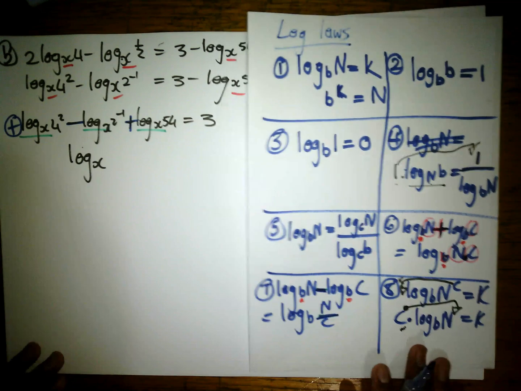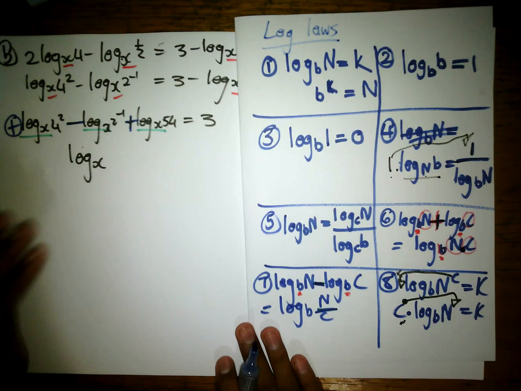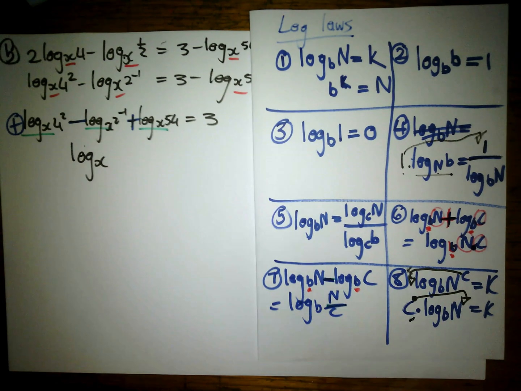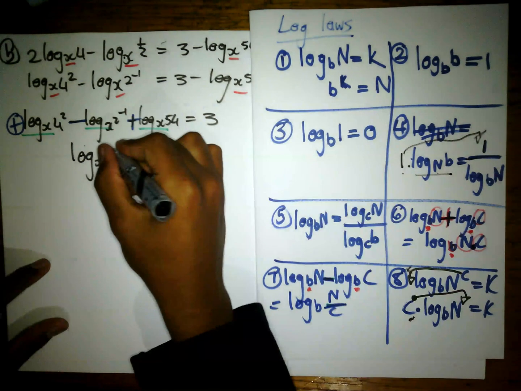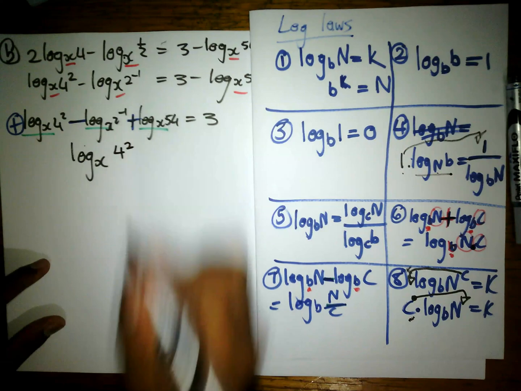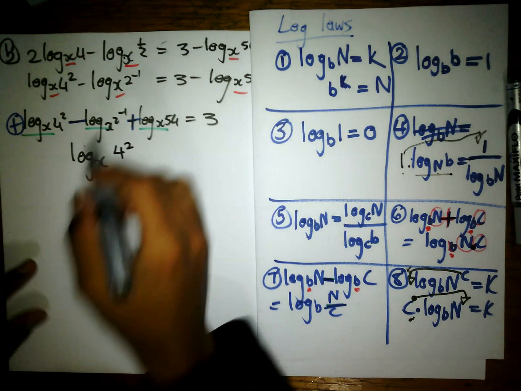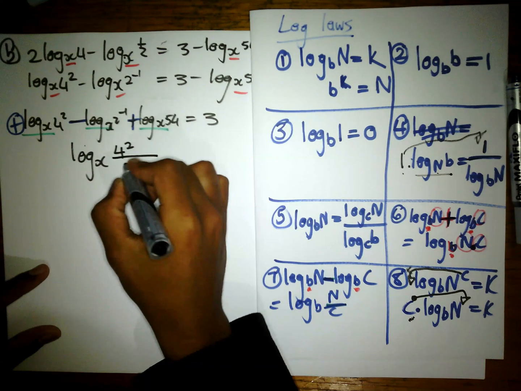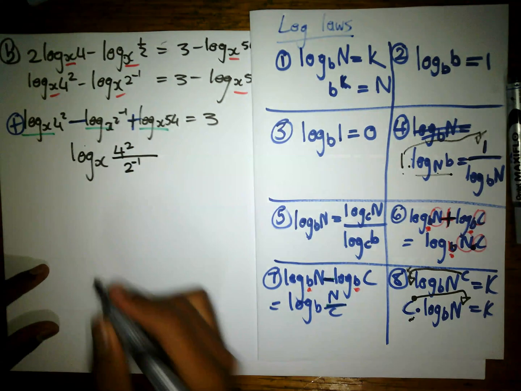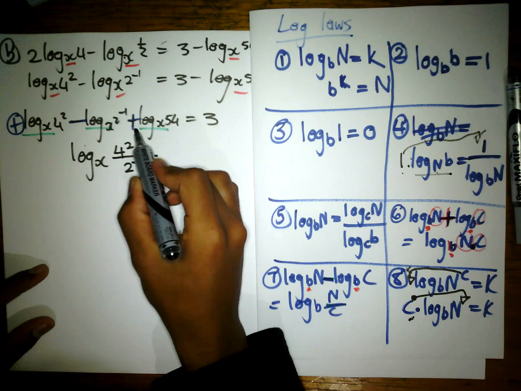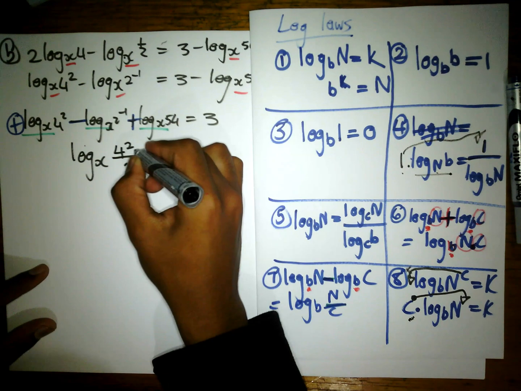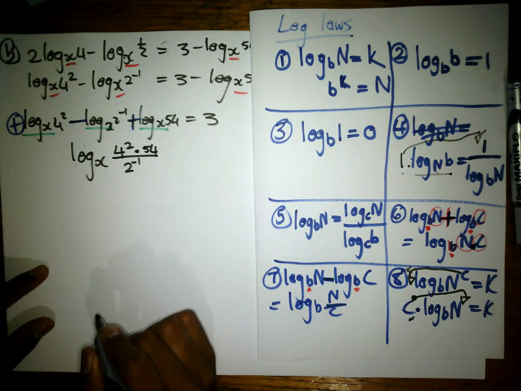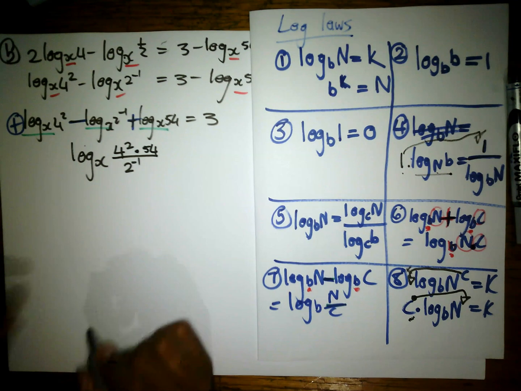So if you get a thing like this, it is still the same. This 4 squared is positive, so it goes to the top of the fraction. This 2 to the power of minus 1 is a negative, so it goes under. This positive 54 is a positive, so it's multiplied like that. Okay.